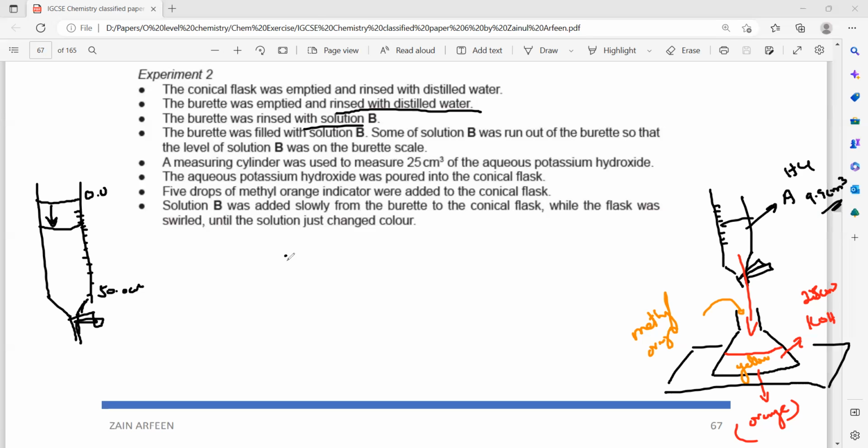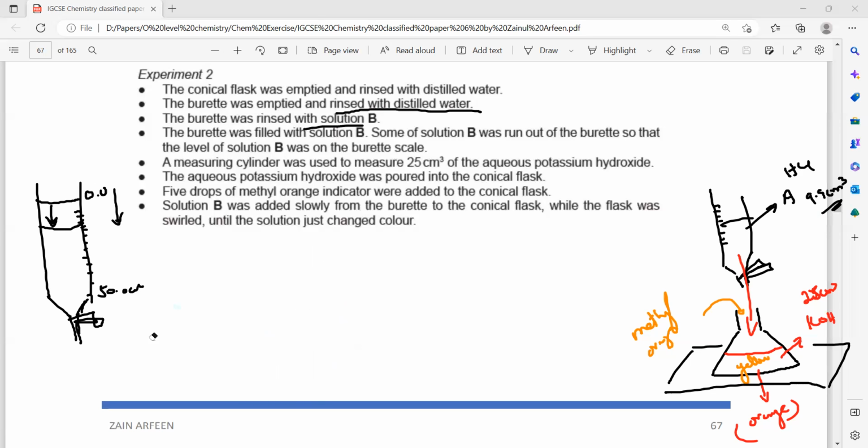And in a measuring cylinder, we read from bottom to top, because it shows how much liquid is present in the measuring cylinder. So this is from bottom to top. This one is from top to bottom.